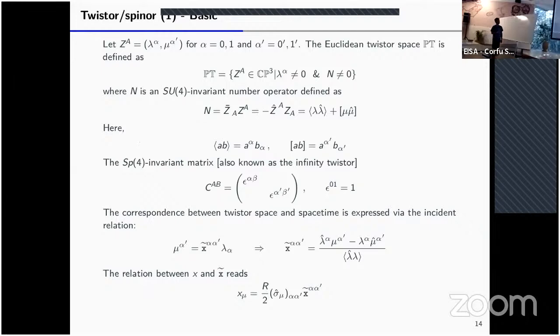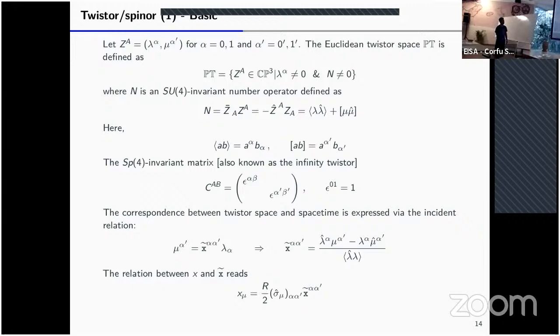Okay, so now, since we already have a connection to twistors, let me try to be more specific. Let me parameterize our homogeneous coordinates Z^A by two spinors. They are spinors with opposite chiralities. Now let me define the Euclidean twistor space, which I call PT here, as an open subspace of CP^3 where I remove the projective line lambda^alpha equals zero. Furthermore, I want to have an SU(4) invariant operator, the number operator, to be non-zero.